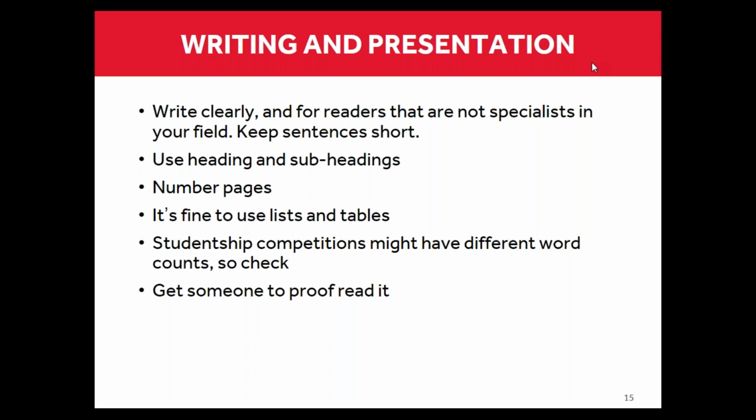It's useful, or can be helpful, to use lists and tables. That can be a way of presenting information concisely and clearly. And it's important to check, if you're entering a studentship competition, how many words you're allowed. It tends to vary, so this is something that you need to talk with somebody at the university here about. And finally, get somebody to proofread. It doesn't go down well if there are lots of spelling mistakes and other errors.